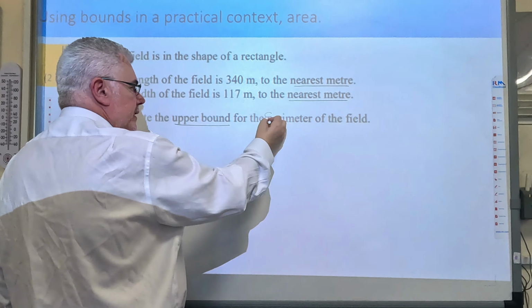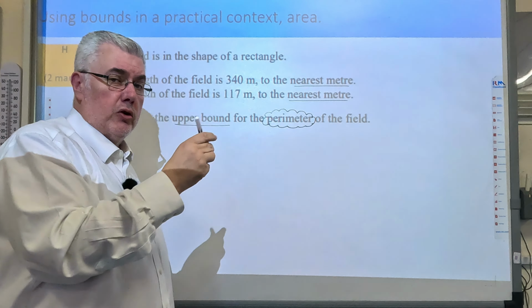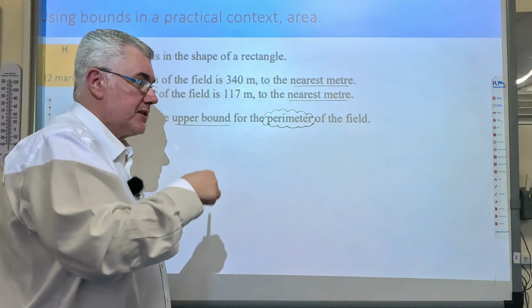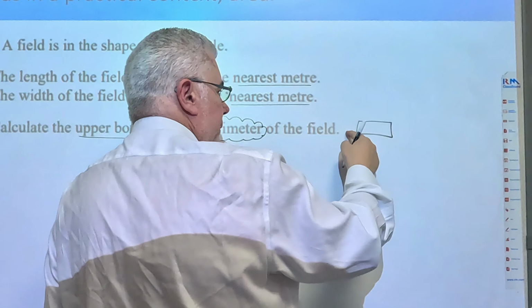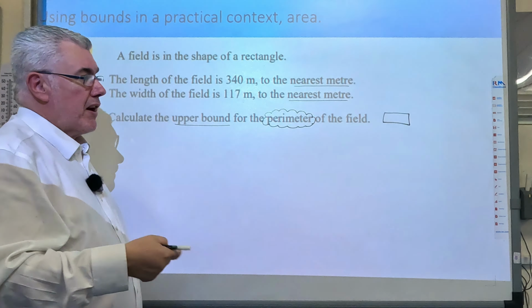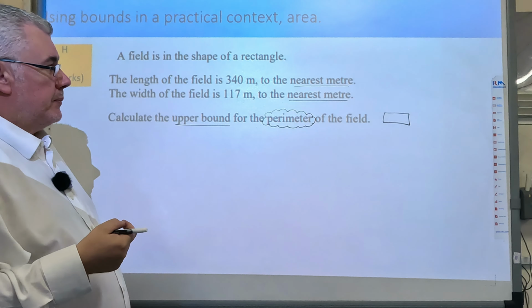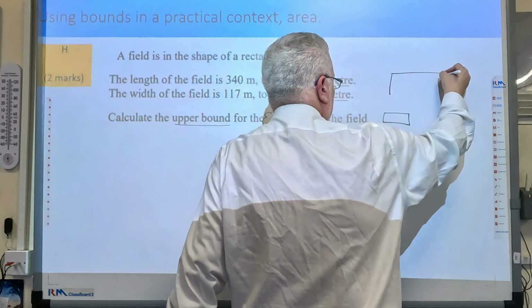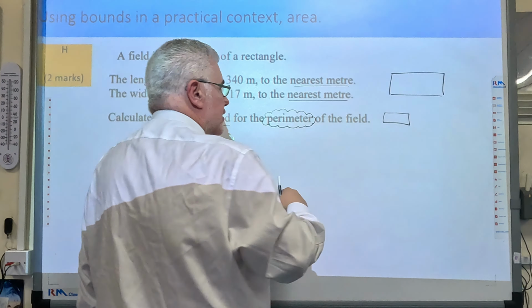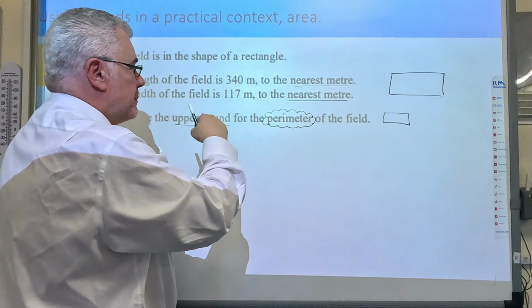Perimeter, we need to know what this word means. Particularly if you're doing the higher course, you know perimeter means the distance around the outside. I'm looking at a rectangle. I want to know the distance around the outside. I want the greatest possible value that can be. So I need to look at these figures. I need to know what would make this as big as it could be.